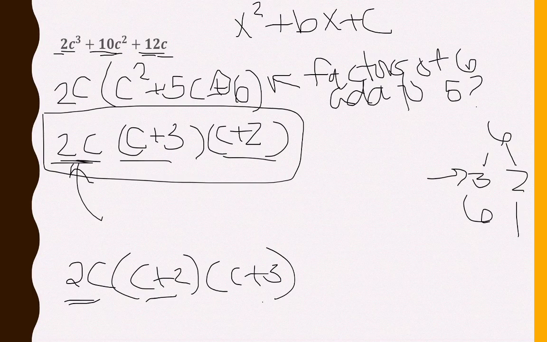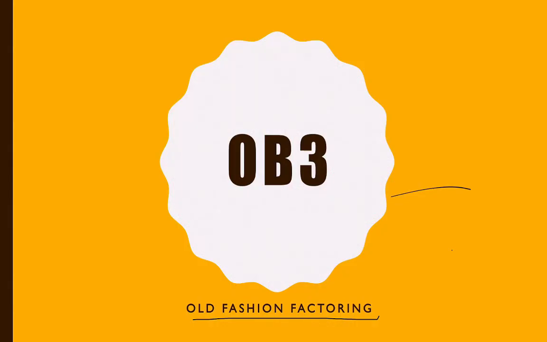So again, anytime you see a trinomial in the form of ax squared plus bx plus c, where a is equal to 1, and therefore there is no number out in front of that x squared, you're going to want to go ahead and factor using this old-fashioned factoring method.